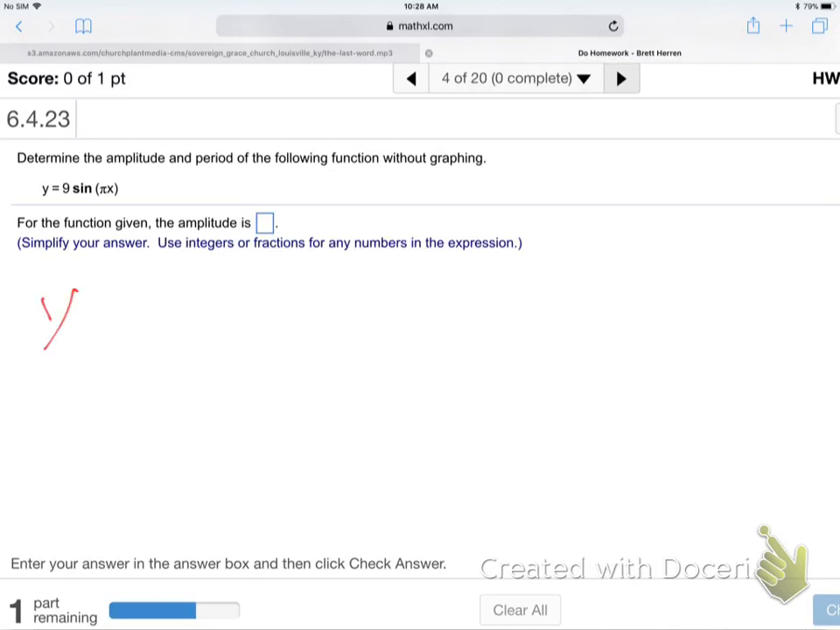Okay, so y equals 9 sine pi x. So first off, what's the amplitude? 9 right here.